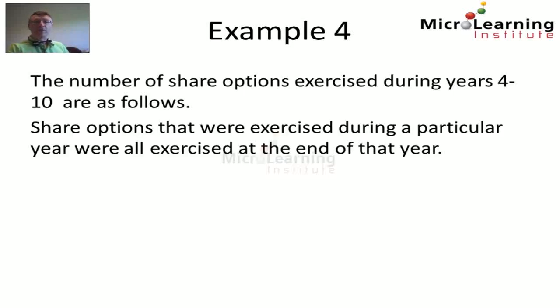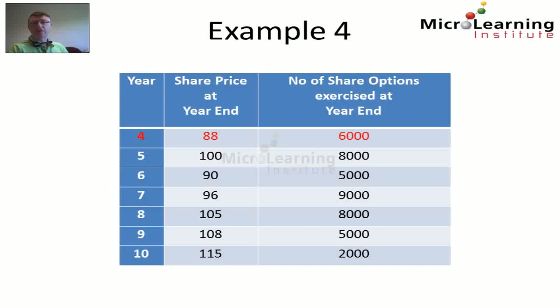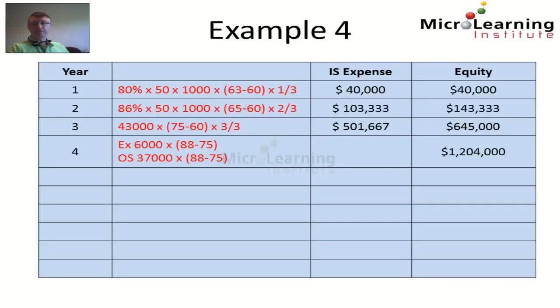Next, we're told that the number of share options exercised during years 4 to 10 are as follows, and we present a table shortly. Share options that were exercised during a particular year were all exercised at the end of the year. Okay, so here we go. We're told that in year 4, for example, the share price had gone up to $88, and 6,000 of the share options that we had granted were exercised by our employees, and so on for the remaining life, the 10-year life of the share option arrangement.